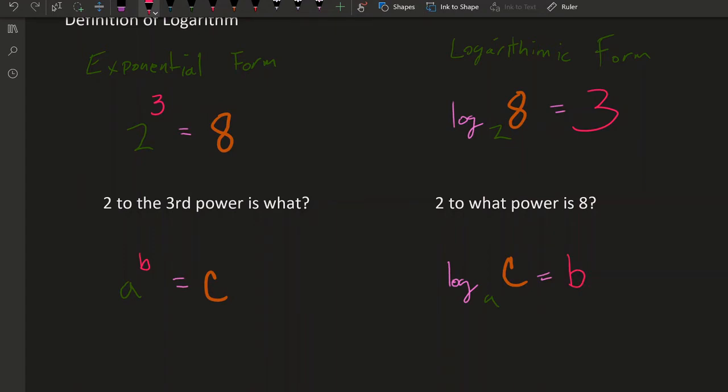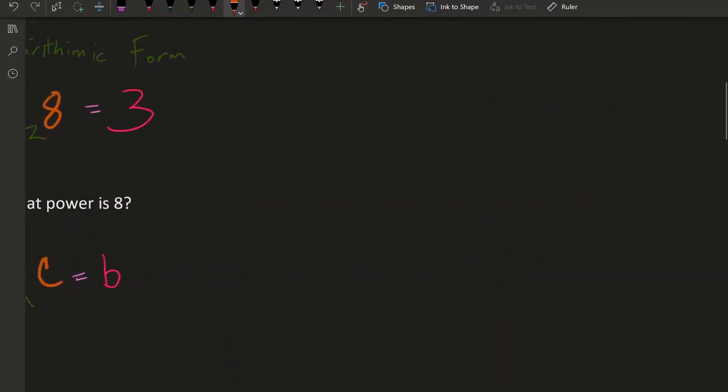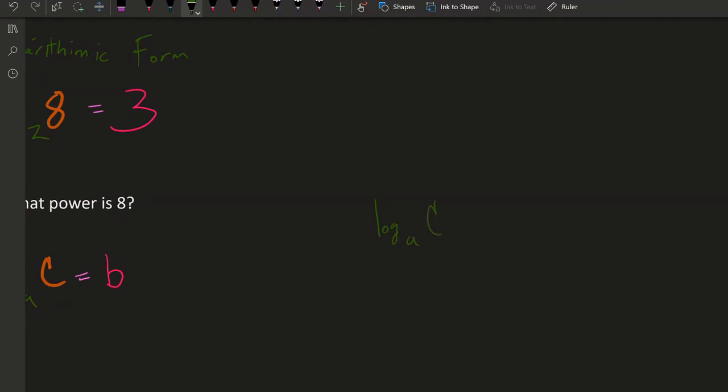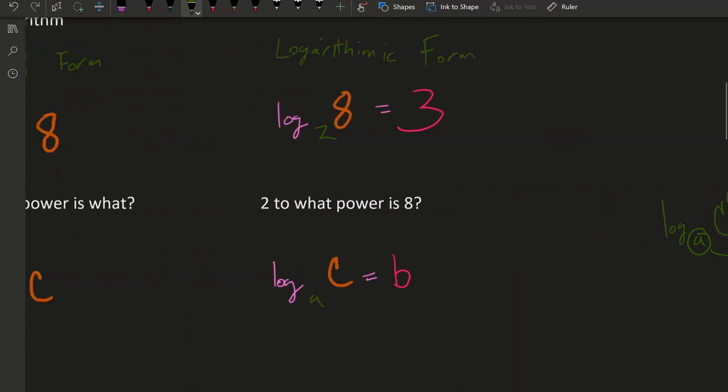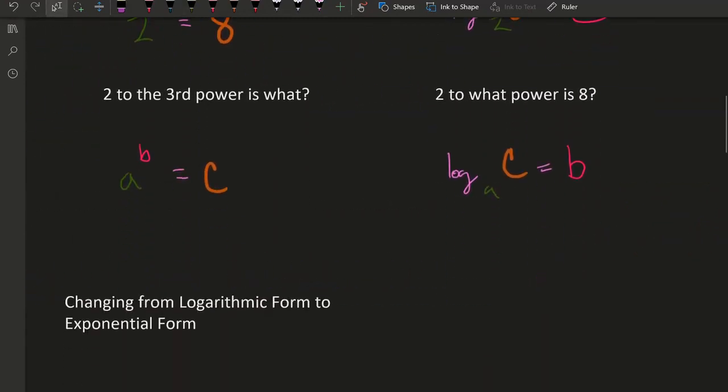Now, a quick way that students are taught to remember this is with the hook rule. And the way we use the hook rule, I'm going to move over here, is if I say log base A of C is equal to B, we circle the A and we go A to the B power is equal to C. So A, go across to B, A to the B power is equal to C. That's what a logarithm is.